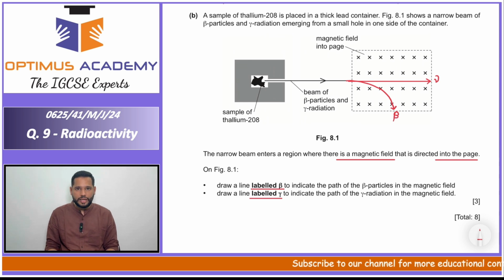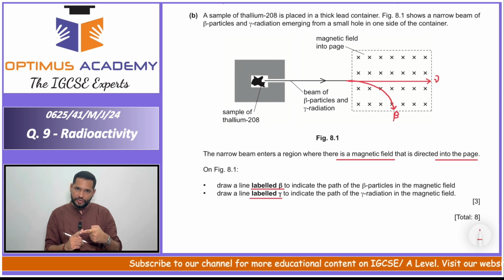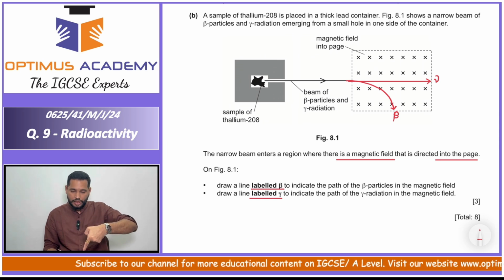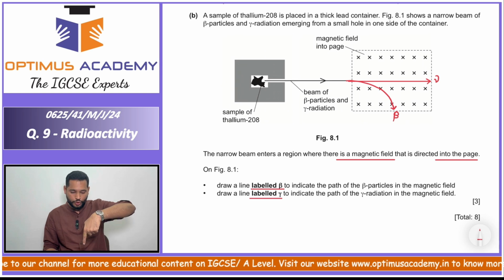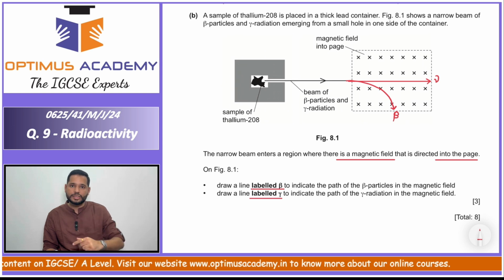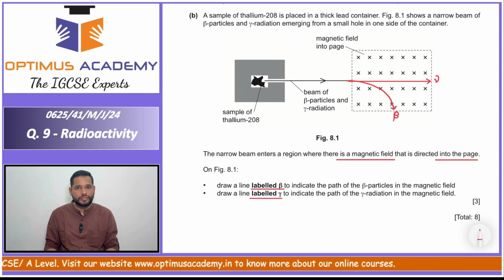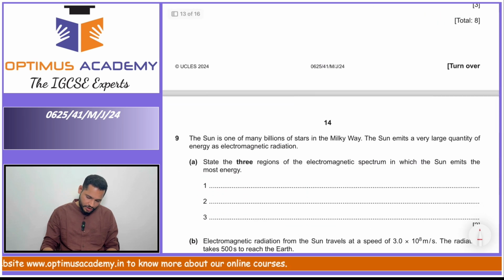While using your left hand for finding the direction of beta, please note that your index finger should be in the direction of the magnetic field, which is going to be into the page. The direction of current is going to be opposite to that of the beta particle, so it's going to be towards your left hand side. And then if you stretch your thumb, it will point towards you, or you can say towards the bottom of the page, and so the direction of the beta particles is towards the bottom of the page. We will go to the next question.